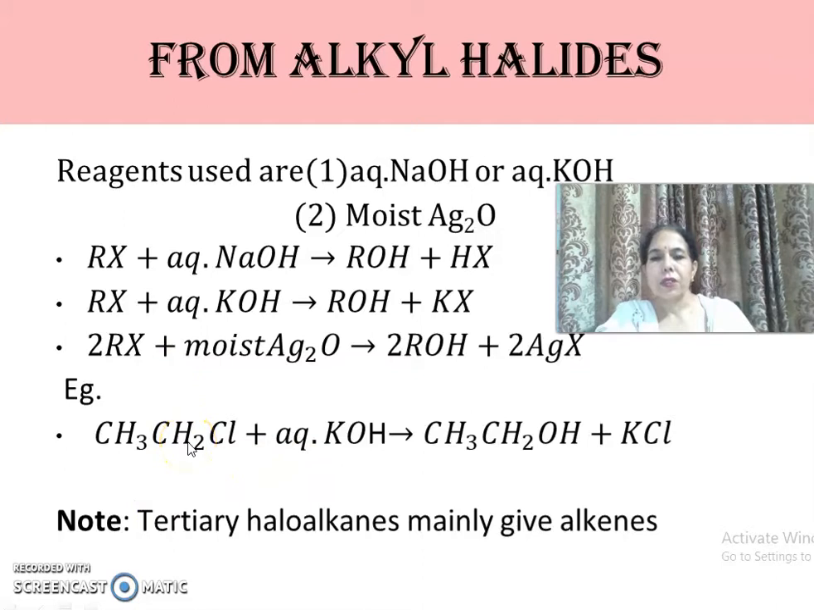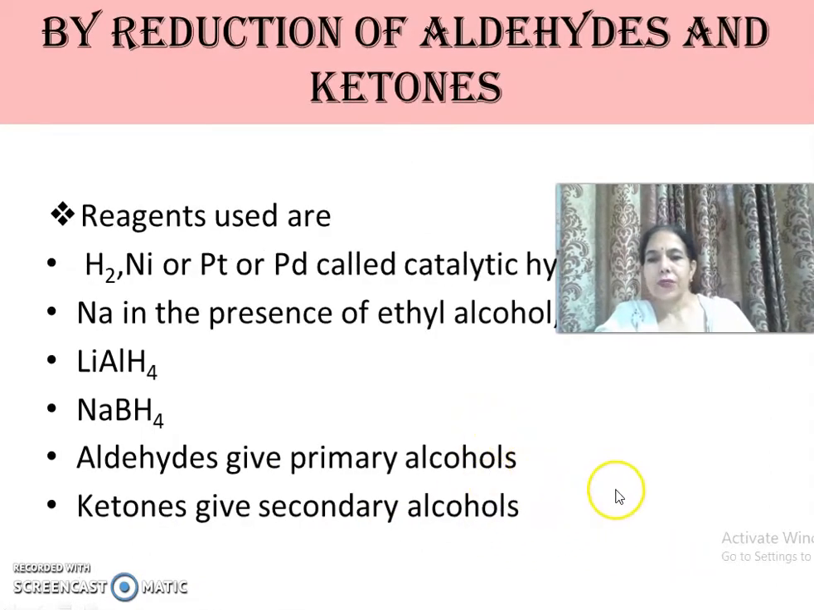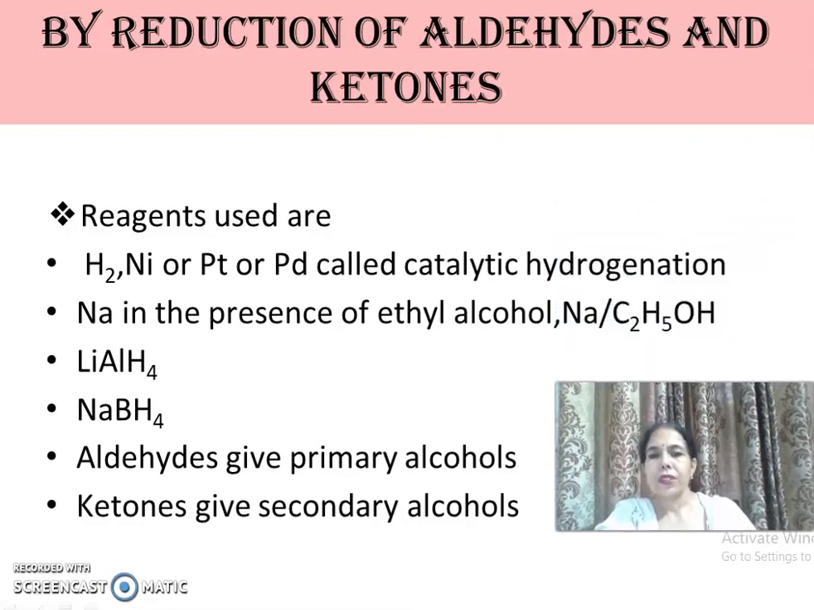Primaries and secondaries only give alcohols, but tertiary haloalkanes mainly give alkenes and not alcohols as the main product. Second, we can also prepare alcohols from reduction of aldehydes and ketones, as already mentioned. Reagents which can be used are hydrogen in the presence of nickel, platinum or palladium catalyst, and it is called catalytic hydrogenation. Hydrogenation means addition of hydrogen in the presence of catalyst.